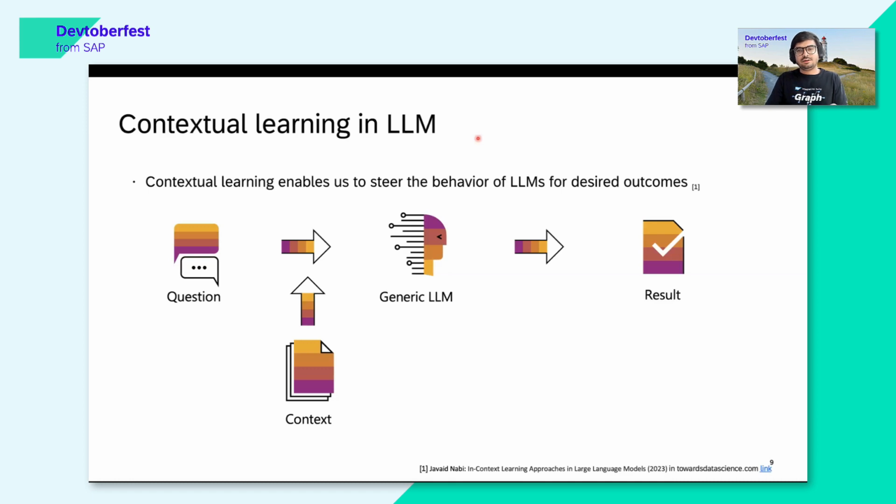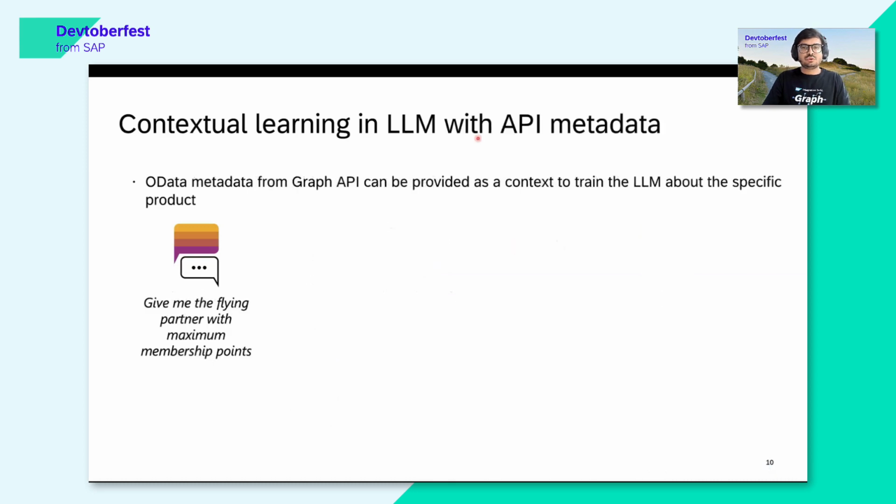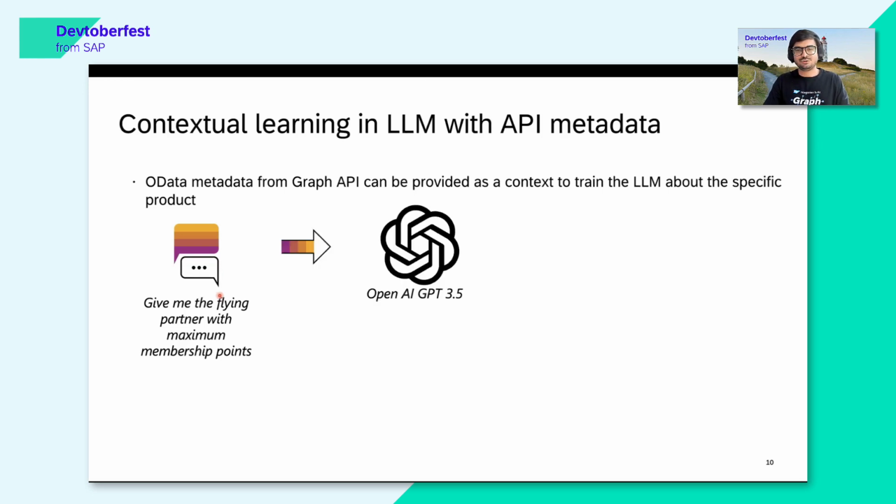Now we will take a look at how to use it in the context of graph, and where graph plays a role in this entire scenario. So let's again consider the frequent flyer example, and now we want to know the answer to the question, give me the flying partner with maximum membership points. So this is a very specific question. Again, the same thing applies, that the LLM model doesn't know what your frequent flyer data is.